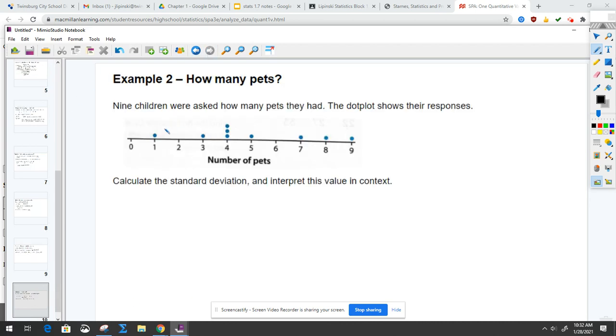So let's take a look at an example here. It says the 9 children were asked how many pets they had.